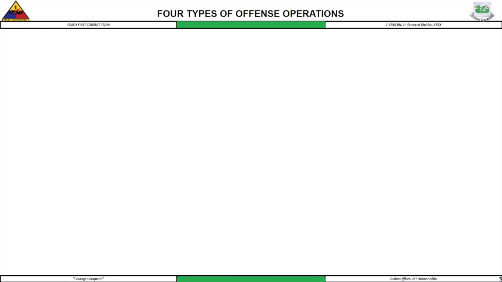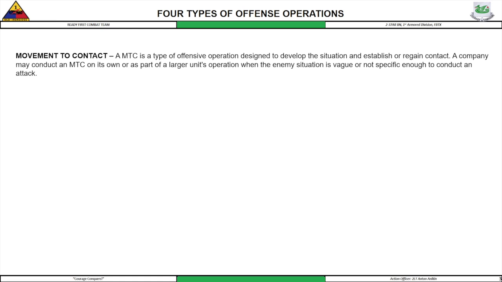We will now go over the 4 types of offensive operations. Movement to contact. A movement to contact is a type of offensive operation designed to develop the situation and establish or regain contact. A company may conduct a movement to contact on its own or as part of a larger unit's operation when the enemy situation is vague or not specific enough to conduct an attack.